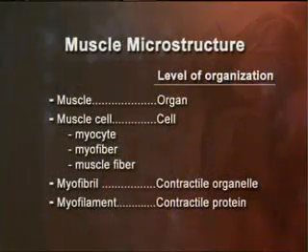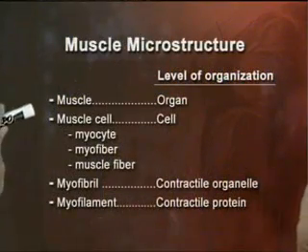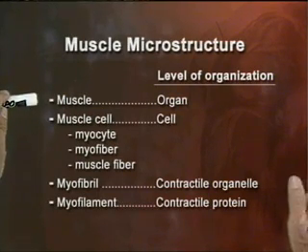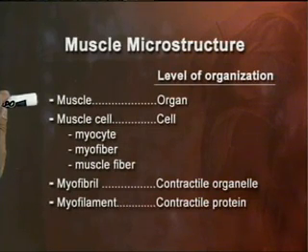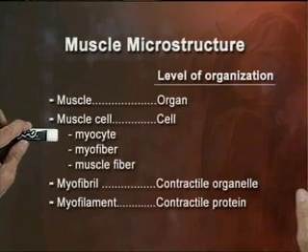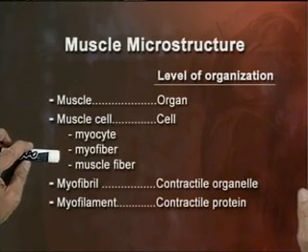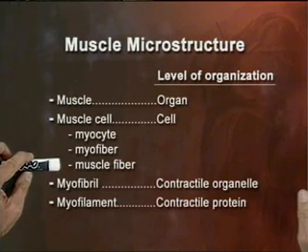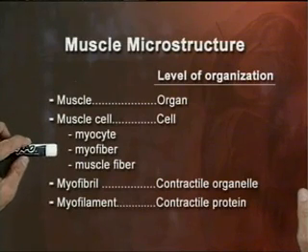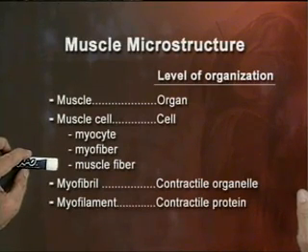Let's take a look at a graphic that summarizes the levels of hierarchy that we just talked about in muscle microstructure. Remember that a muscle is at the organ level in the 10 levels of organization we talked about in the human body. The only thing above that would be system. So muscle is an organ. The cells within that organ are called muscle cells. They can also be called myocytes. They can be called myofibers. They can be called muscle fibers. All four of these terms are synonymous. Muscle cell, myocyte, myofiber, muscle fiber.